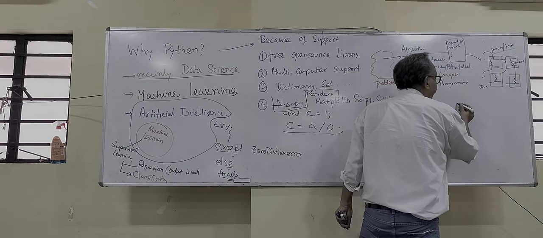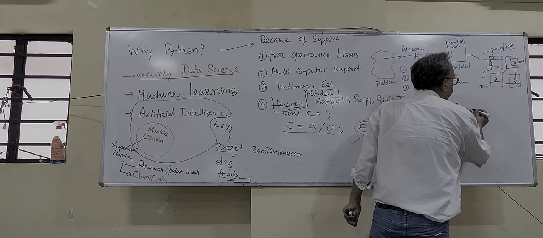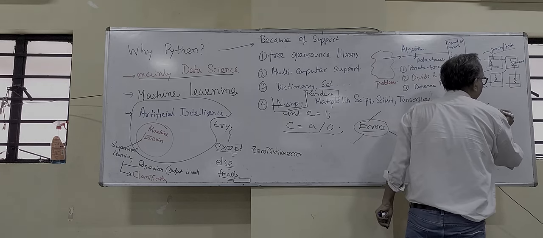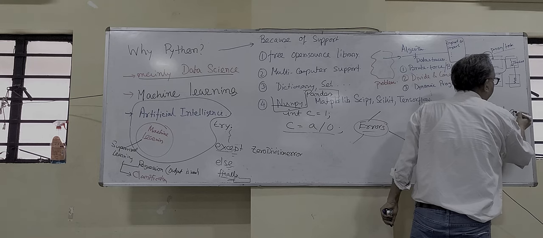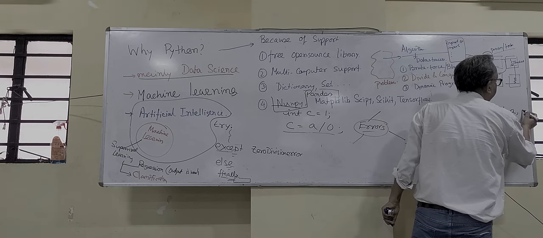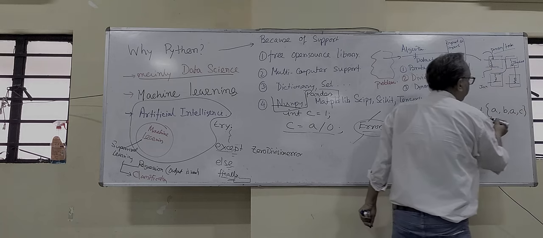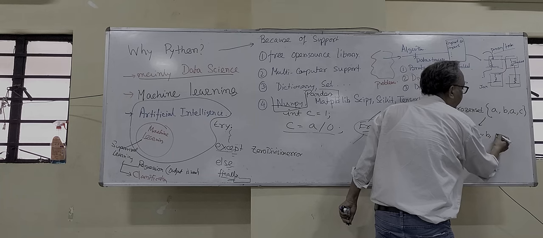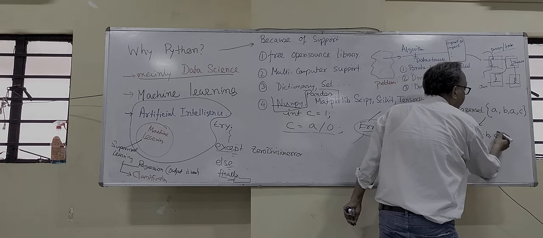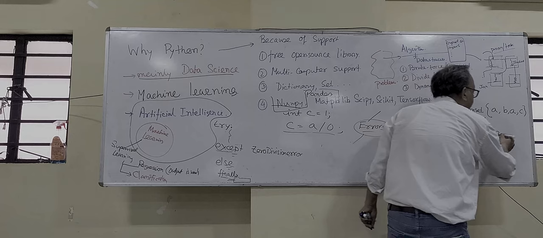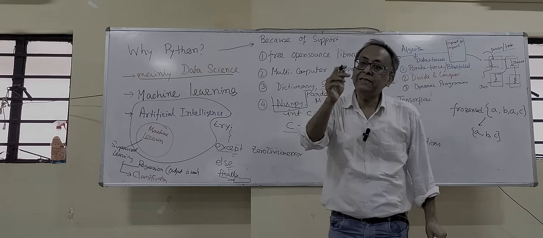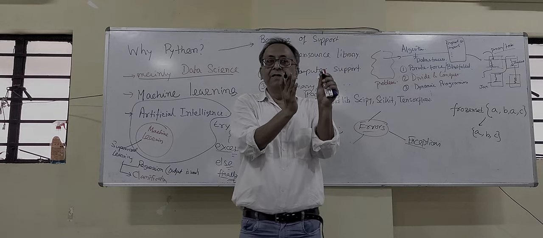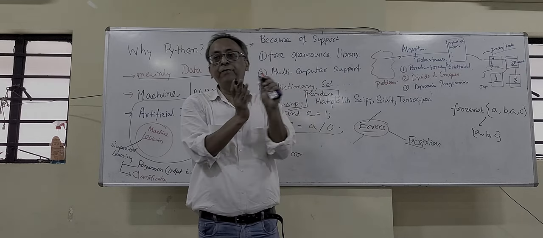Say here, a frozen set of A comma B comma A comma C. So what is the equivalent of the frozen set? The A duplication will go off. So A B C, same as a set, but you cannot add an element or delete an item. In a set, you can add and delete. So that is the difference. In a set, you can add items and delete items, but in a frozen set, you cannot.